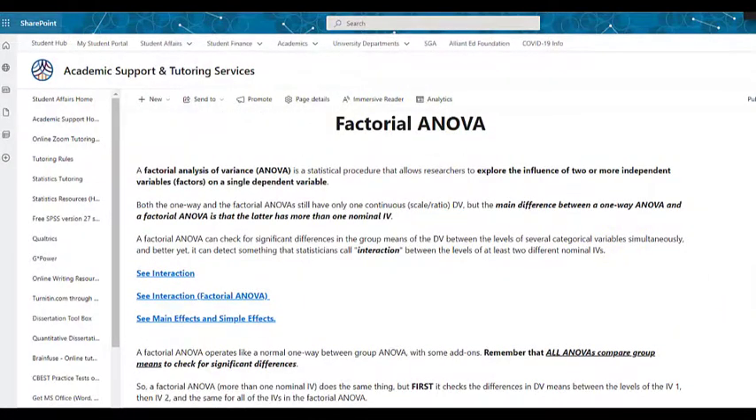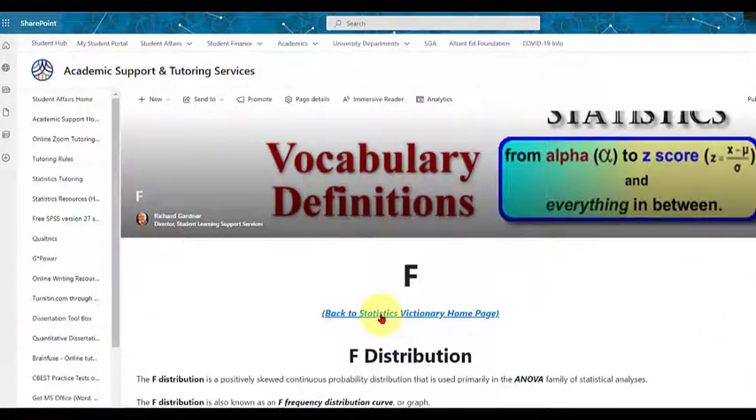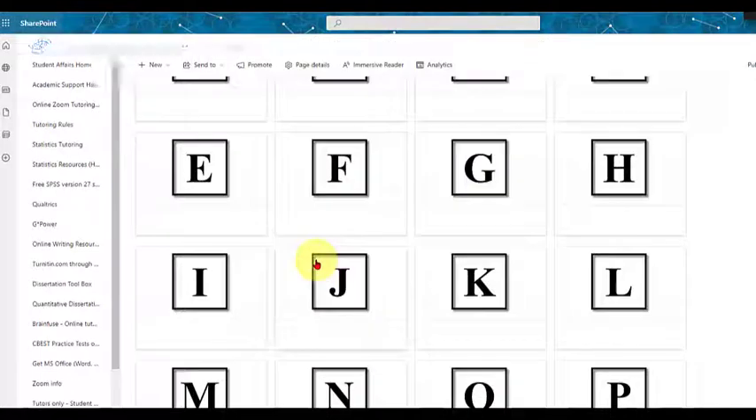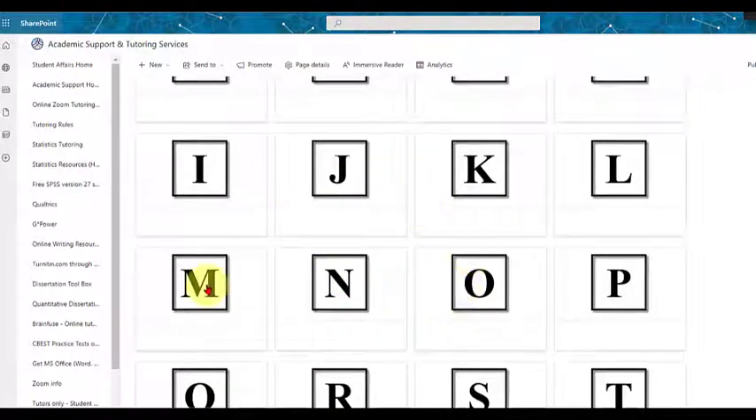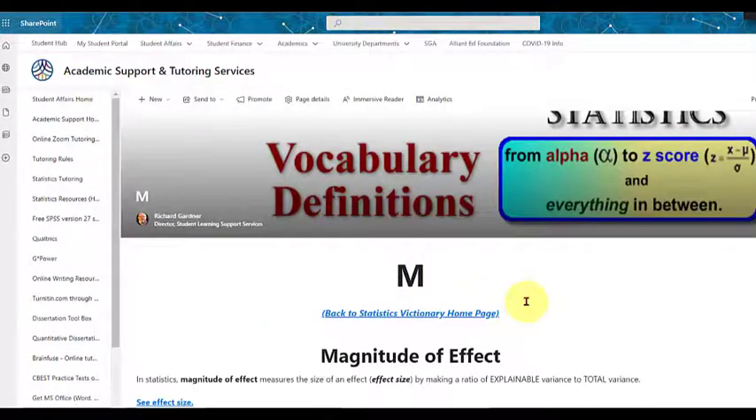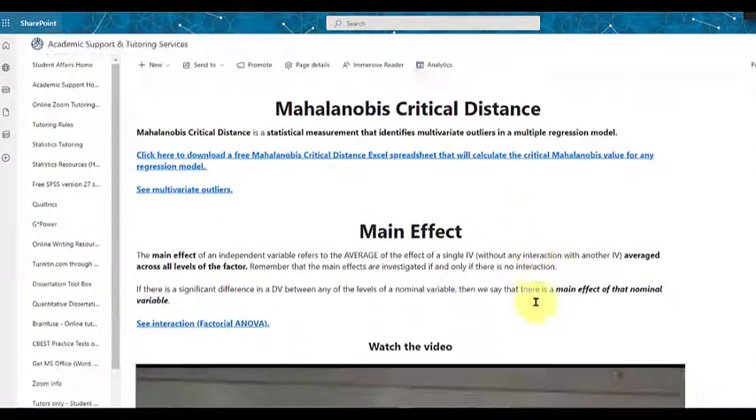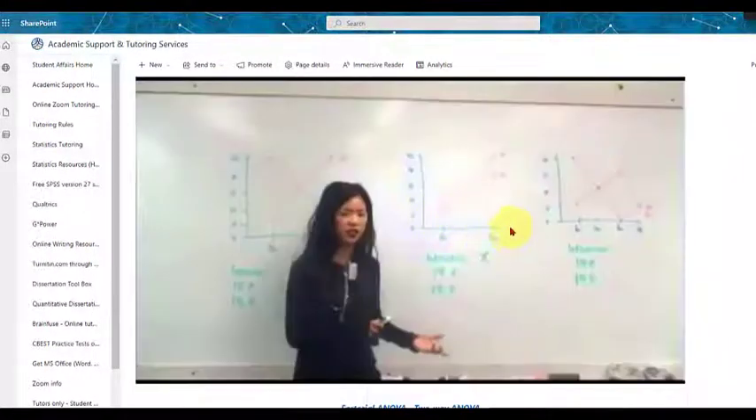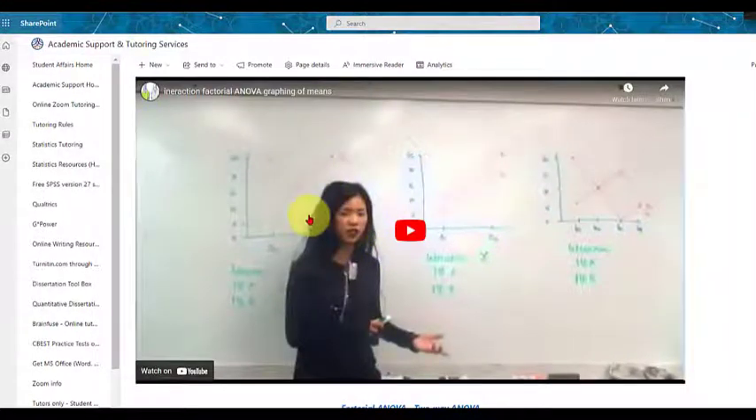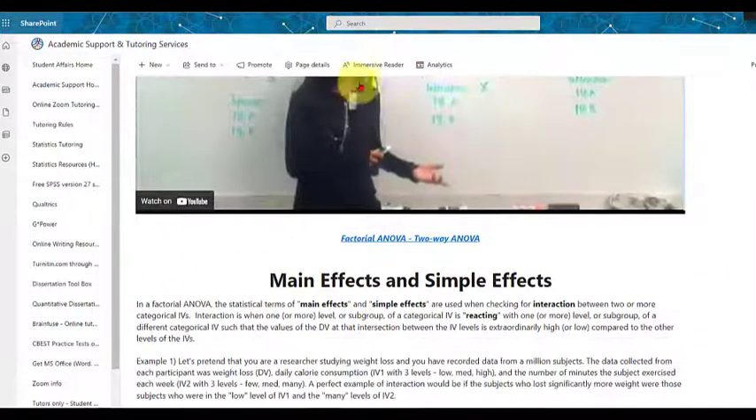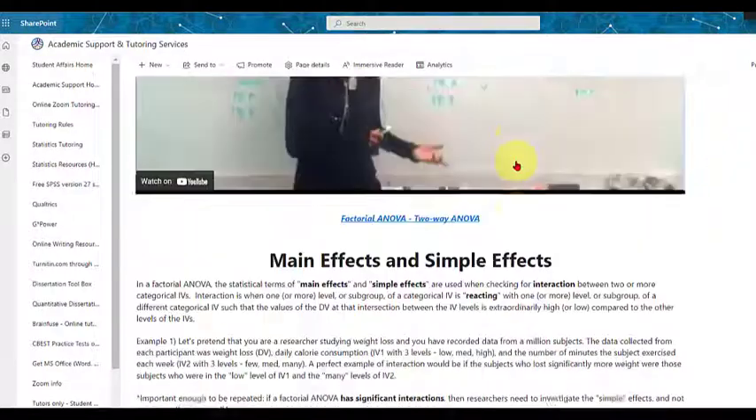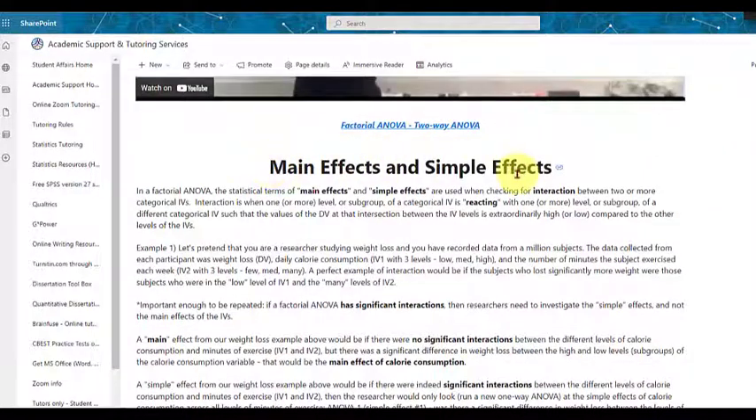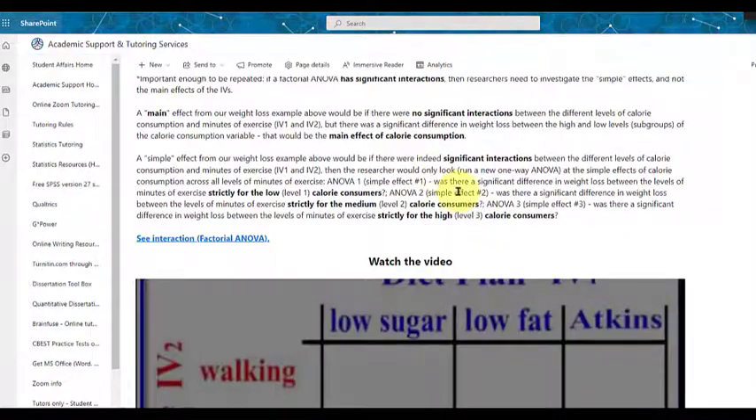Now I want to see what main effect means. Go back to the main page. See, main starts with M. Main effect. Main. Oh, look at that right there. There it is right there. So there's the good definition of a main effect. And there's the amazing Dr. Wang from 13 years ago. So, and then look at that. There's even a main effect and a simple effect comparison. It tells you what the difference is.